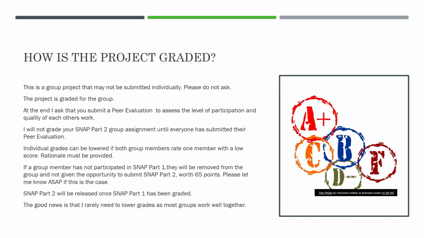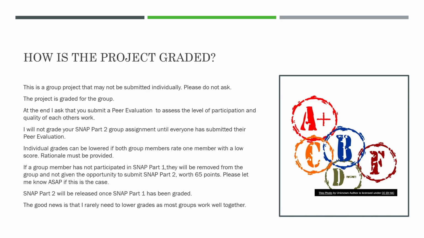After this SNAP Part 1, there is a Part 2, and I will not grade Part 2 until the peer evaluation has been submitted. However, if during the process of submitting SNAP Part 1, there's one person in your group who has not contributed at all, please let me know as soon as possible, and I will remove that person from your group. Individual grades can be lowered if one or more of your group members feels that you did not contribute. Preferably two of the three of you feel that one person has not contributed, and I do ask you to provide your rationale.